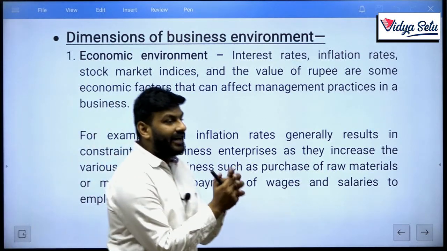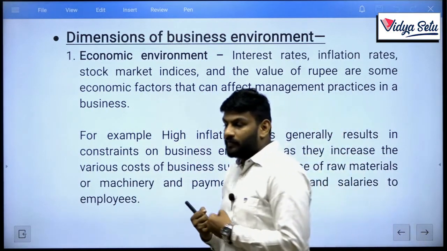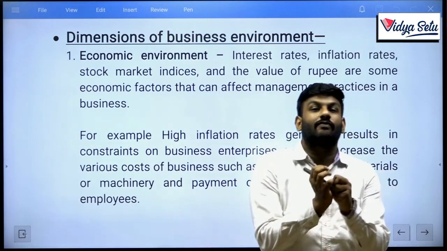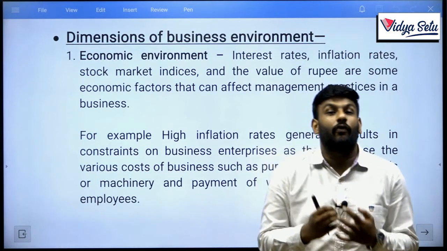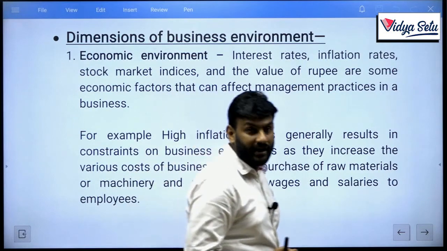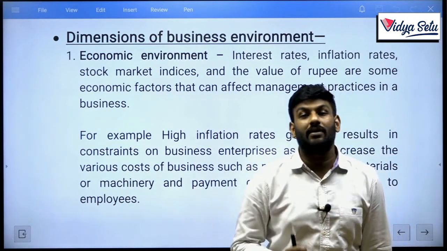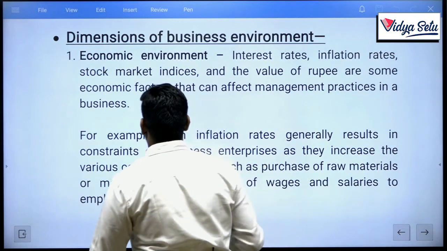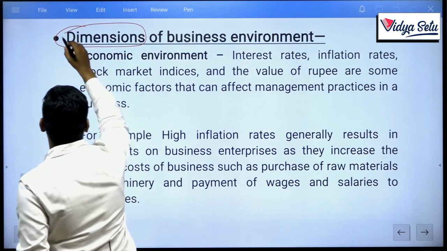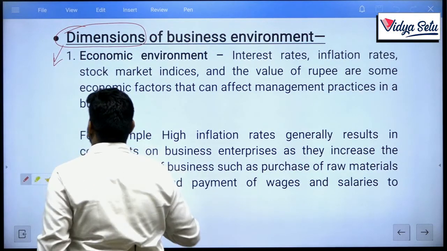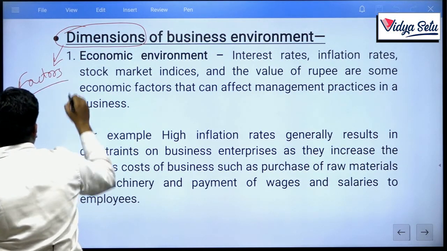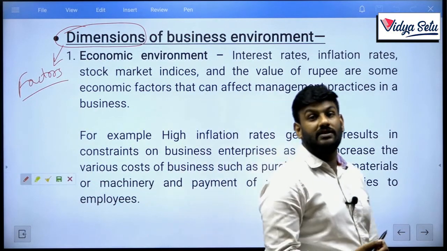Hello everyone, our next topic is dimensions of business environment, as in what are the factors of business environment, in what kind of factors the business environment is to be divided, as well as how it will impact our organization. It all depends on dimensions and factors of business environment. Dimensions can also be renamed as factors in an exam. They can be asked in exam, that is, please explain what are the factors of business environment.